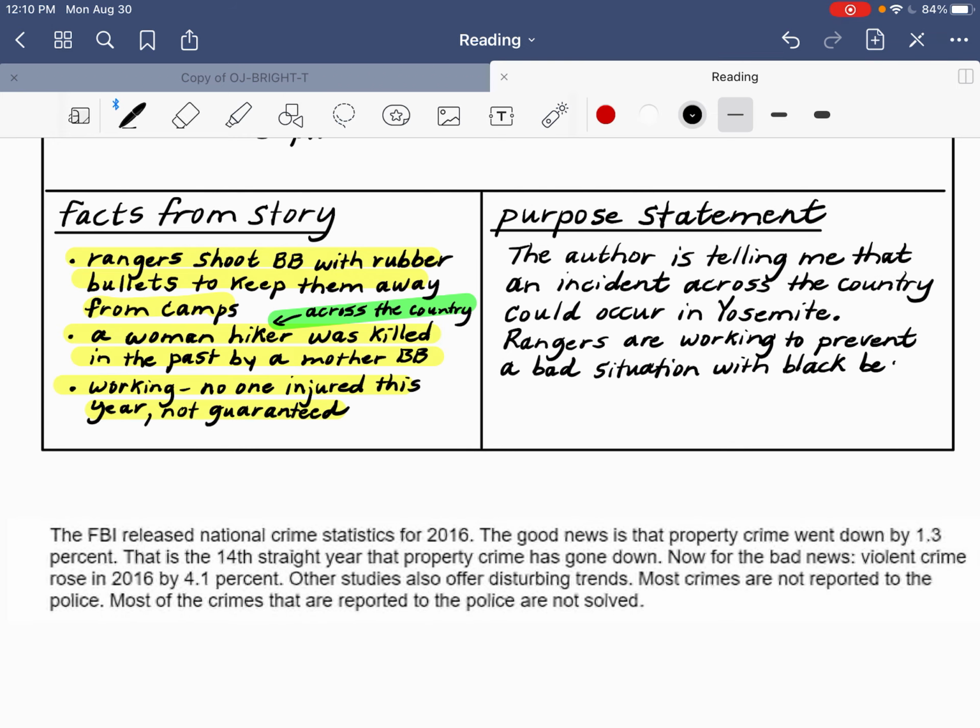So let me ask you something, vocabulary-wise. What is another way of saying the purpose statement? What have I just written here? It's not the main idea of the passage. It's a summary. So the purpose statement, you can think of that as a summary of the passage.